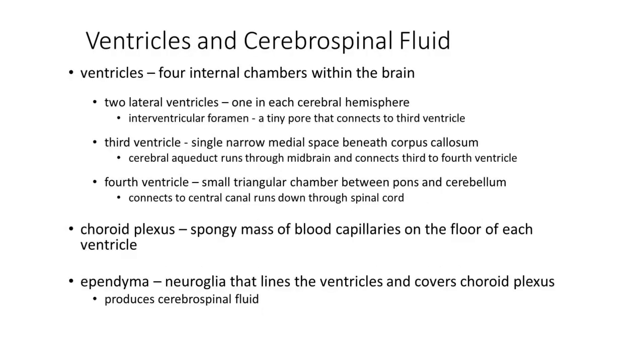Your brain also contains ventricles, and there is also something called the CSF, which is the cerebrospinal fluid. The ventricles are 4 internal chambers that we find within the brain. There are 2 lateral ventricles, one in each cerebral hemisphere, and there is a 3rd ventricle, which is a single narrow medial space beneath the corpus callosum. There is also what's called the 4th ventricle, and this is a small triangular chamber that we find between the pons and the cerebellum.